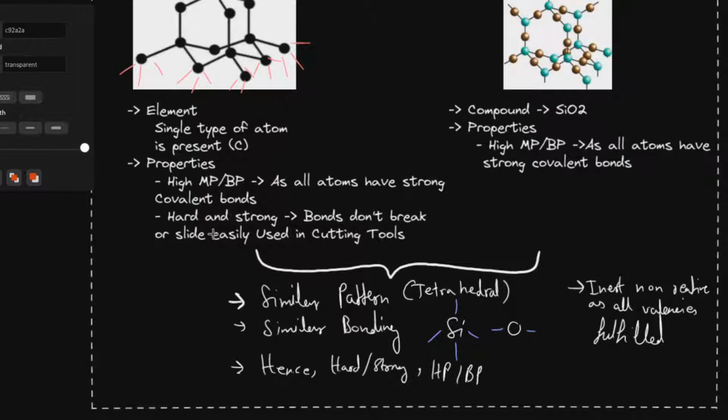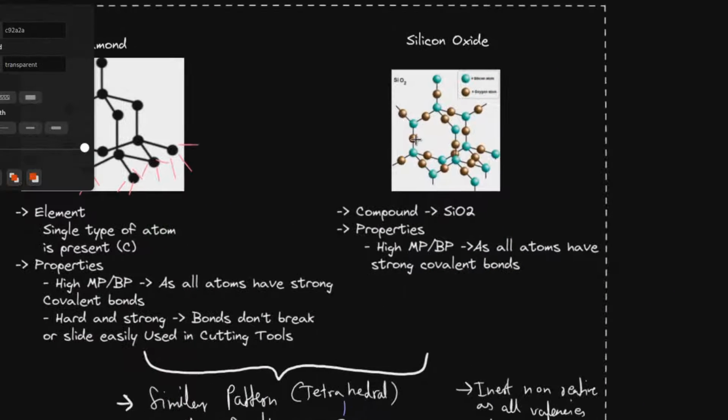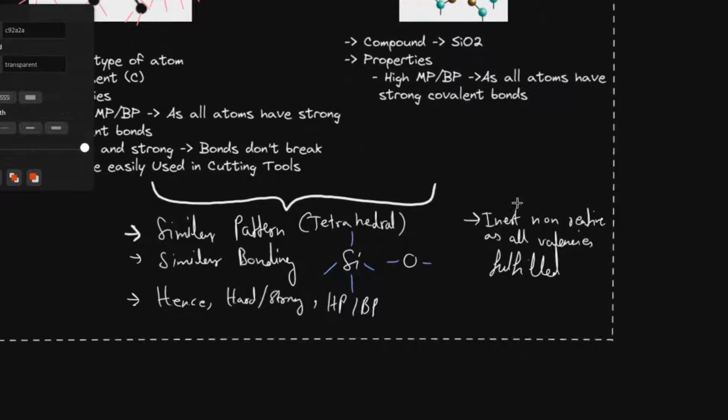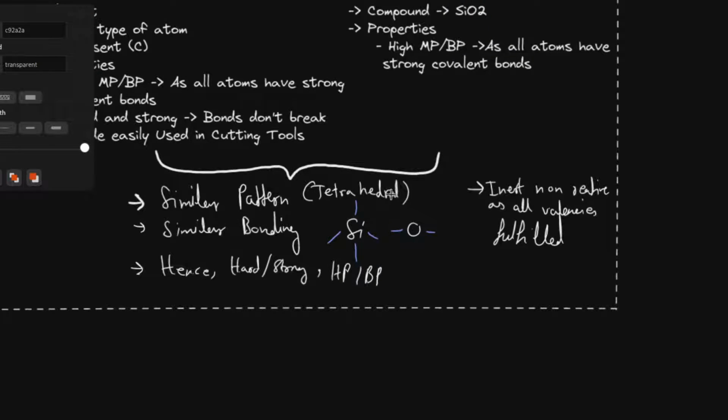So the properties explain that hard and strong bonds don't break or slide easily. Used in cutting tools. Again, the sliding part is discussed later on when we discuss things that can slide over each other. Silicon oxide has similar properties, high melting point and boiling point, as all atoms have strong covalent bonds. And the similarity that they have is a similar pattern that is represented by a tetrahedral. Tetrahedral is a type of shape, and that shape is common between both of them.